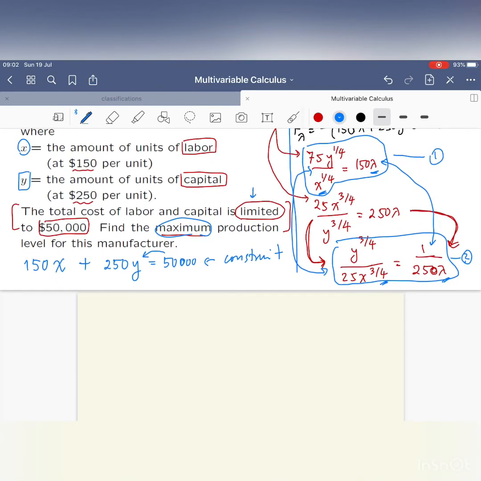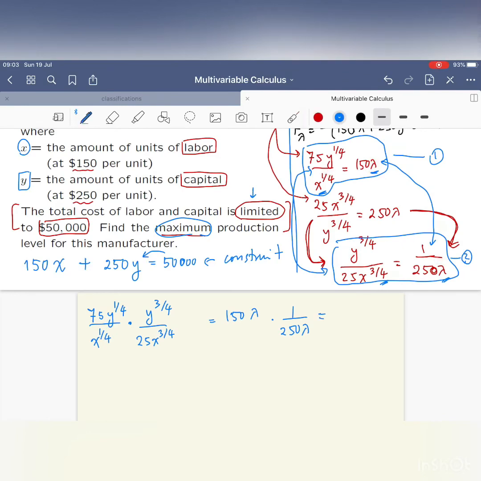So what we are going to do is multiply 75 y to the 1/4 over x to the 1/4, which at the beginning equals 150 lambda, with 25 x to the 3/4 over y to the 3/4, which equals 1 over 250 lambda. You see? So the left multiplied and the right multiplied will be equal, they'll be the same.